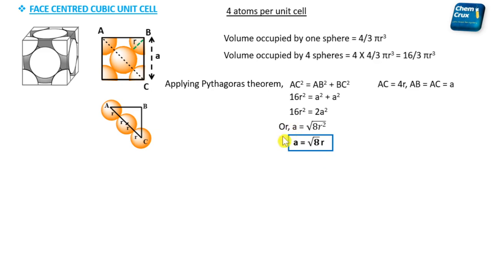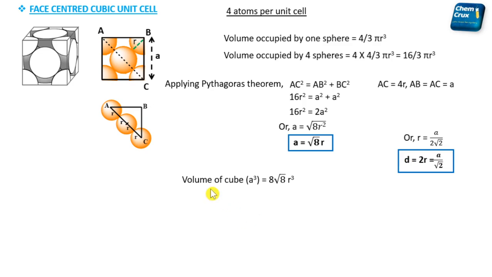Now if we write this in terms of radius R, so R is equal to A by root 8, which will be equal to A by 2 root 2. Now we know D is equal to 2R. That will be 2 into A by 2 root 2, and thus we will get D is equal to A by root 2.